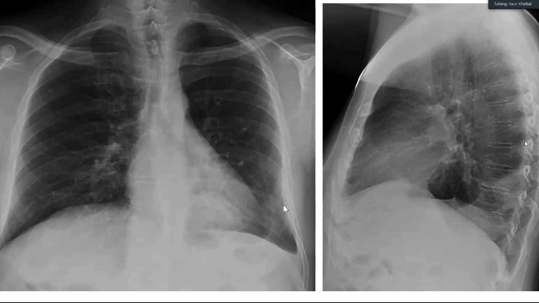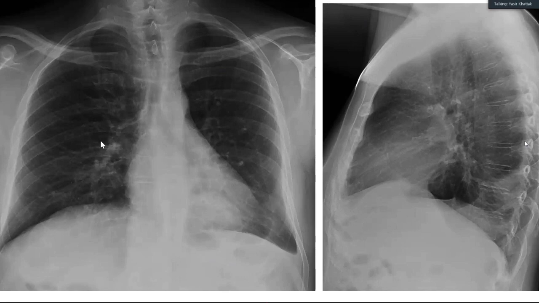So when you put these together, does anything else come to mind? Okay, one more thing that I need to tell you. You see this subtle line? You know what this is? This should not be here, right? This is on the lateral view. You can also see it here. The major fissure has been displaced.